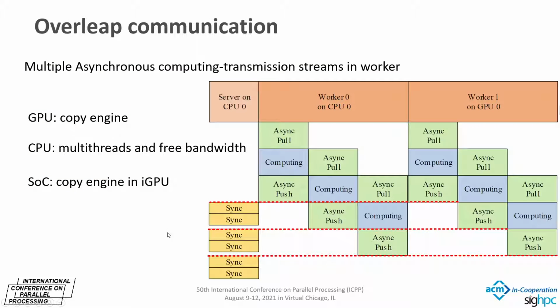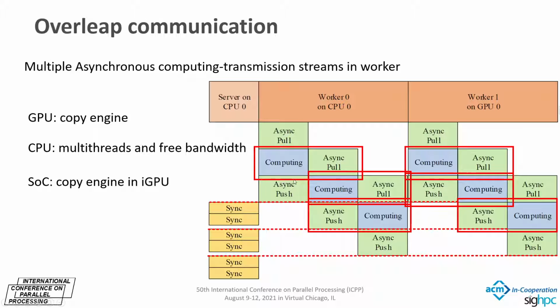Inside the worker, we have established a pool computing push pipeline. These streams are executed asynchronously, and the calculation of the current stream can be used to overlap the transmission of the next stream. The current hardware is sufficient to support this design. For example, we can use copy engine on GPU, use multi-threading and free memory bandwidth on CPU, use copy engine with integrated GPU on SoC.